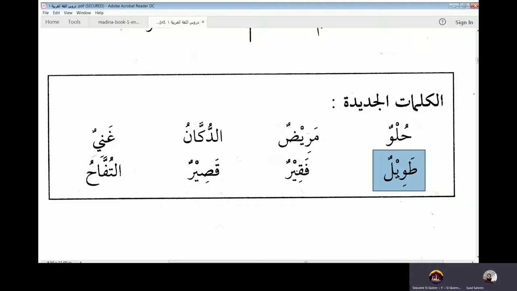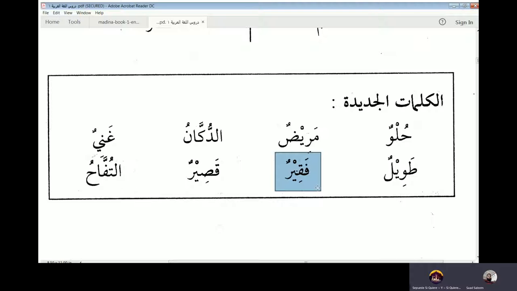Tawilun is tall, long. Okay, how do you say table? Tawila, or tawula. Okay, so tawilun is tall, long. You said okay. Yes, tall is also correct. Long is also correct.